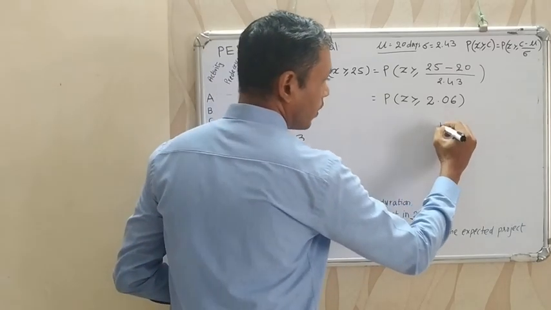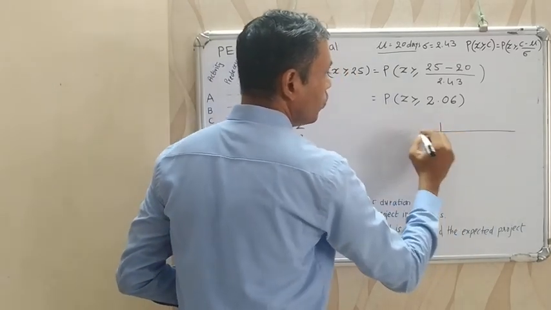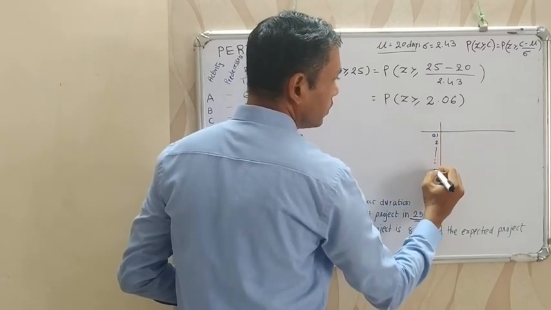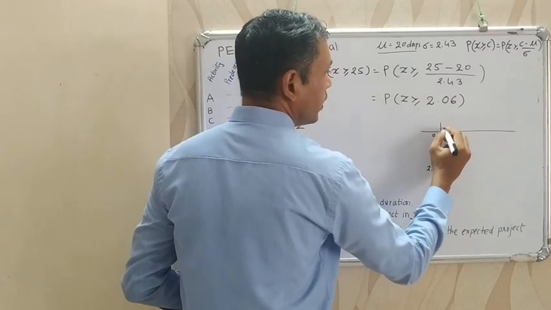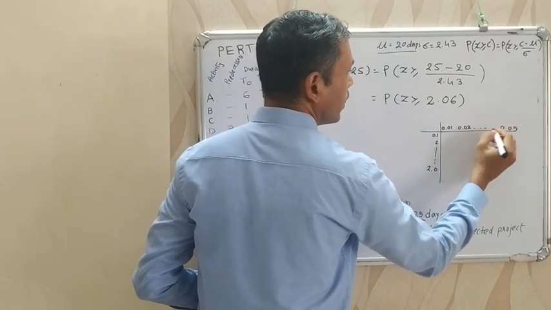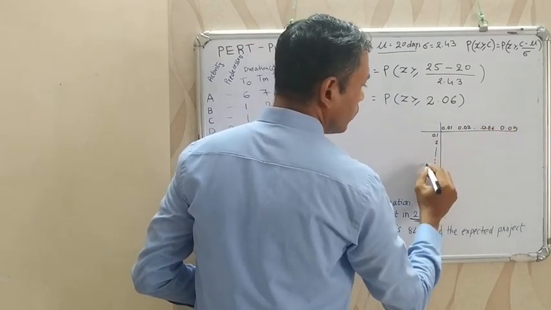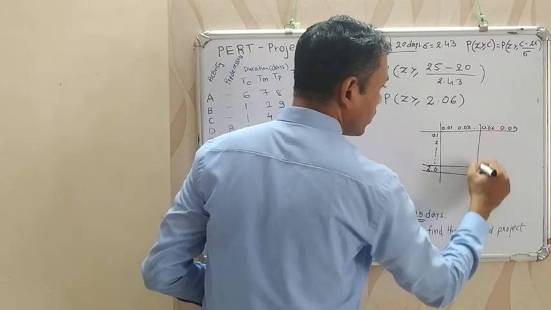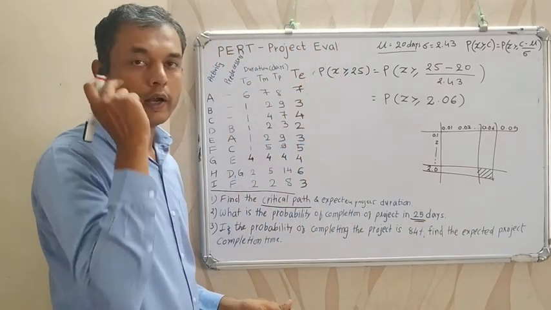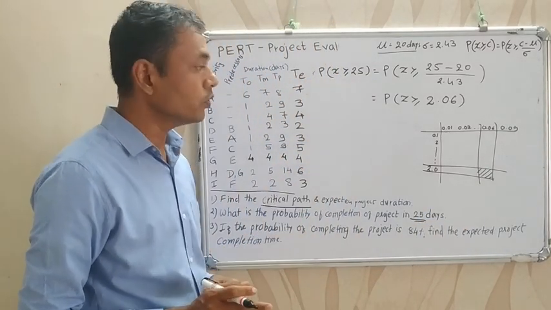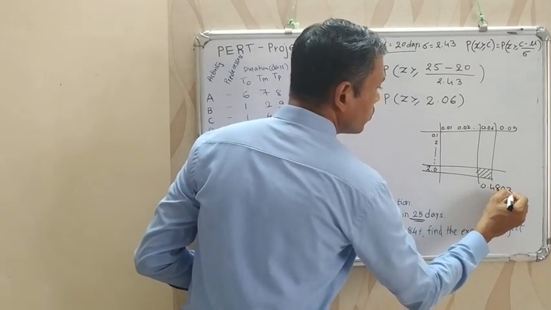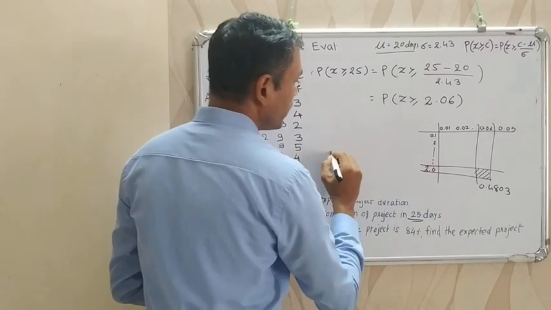So in the table you will find two values. Here it is 0.12, like this, you will find somewhere 2, and here it is 0.01, 0.02, up to 0.09, so somewhere it is 0.06. The value which falls under 2 and 0.06 will give you the area under the half part of the normal distribution. So this value is 0.4803.